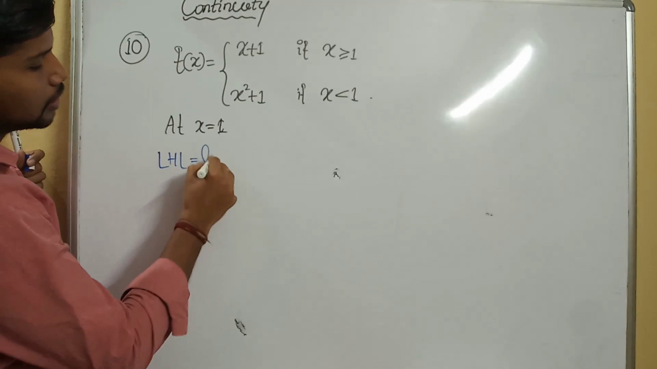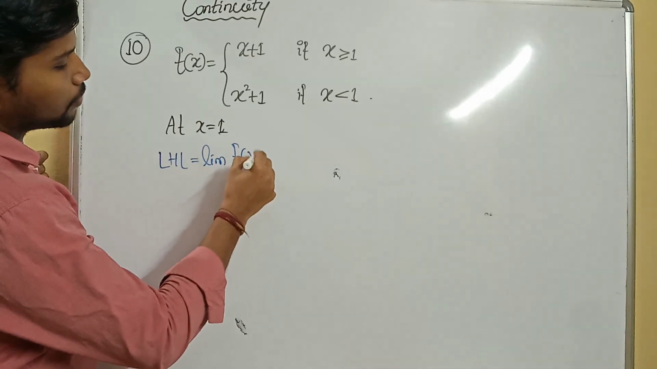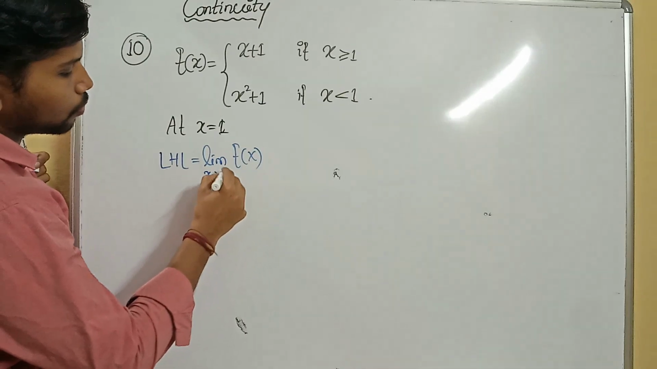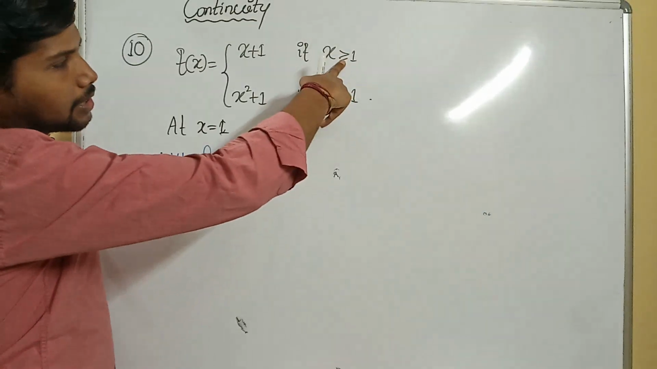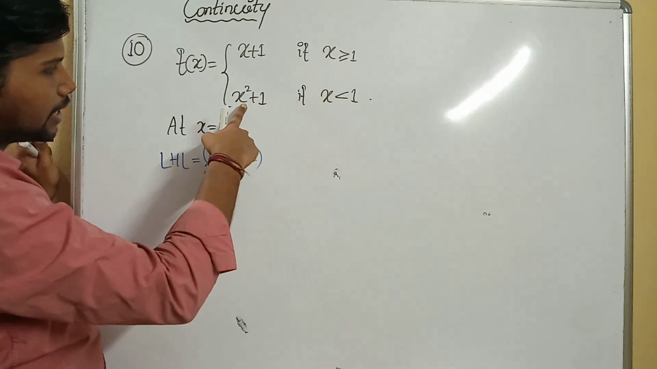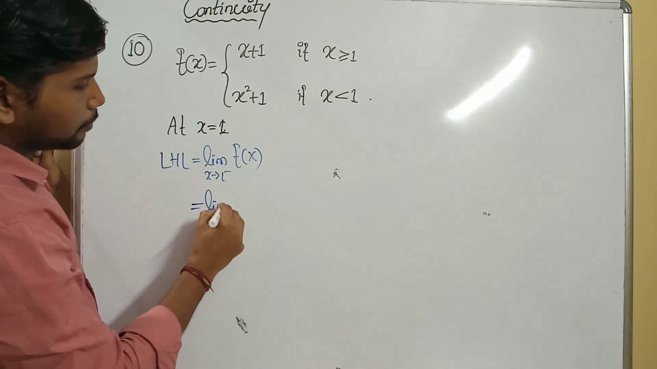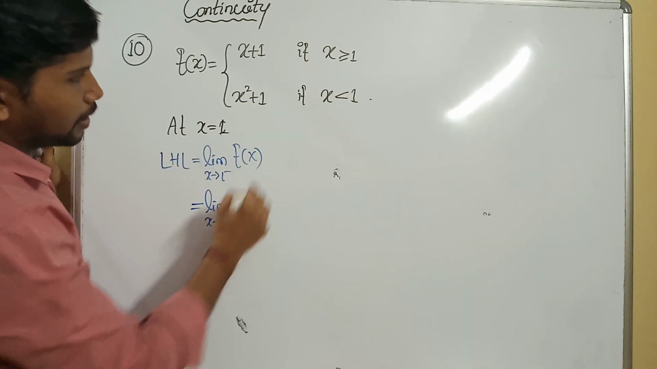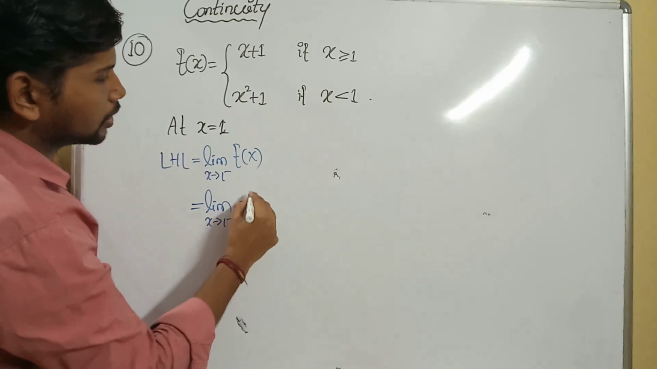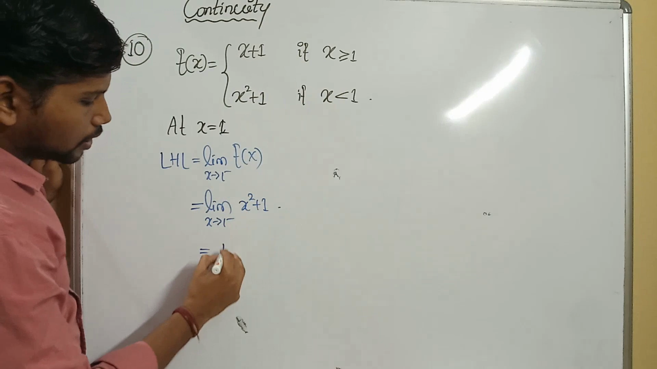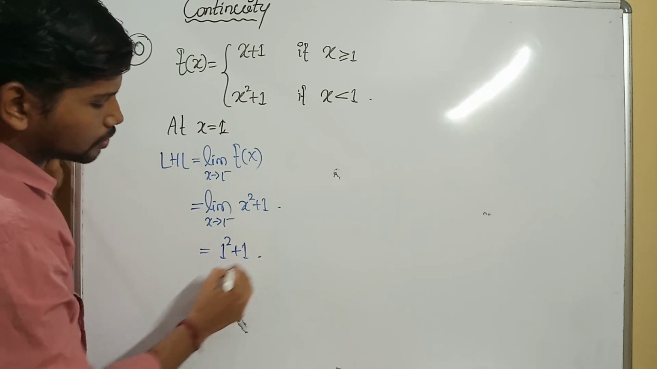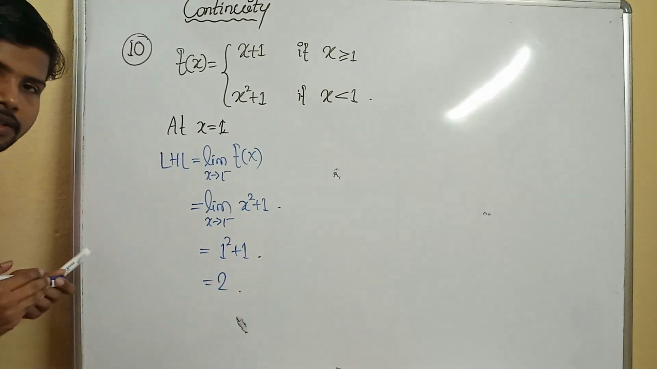What is LHL? Can you say, limit of f of x as x tends to 1 minus. 1 minus means less than 1. Less than 1 means what do I need to take? Yes, exactly. Limit as x tends to 1 minus, less than 1, which function is there? x square plus 1. Got it? Okay. x replaced by 1, it will be 1 square plus 1. What is 1 square plus 1? It is 2. Is it okay?